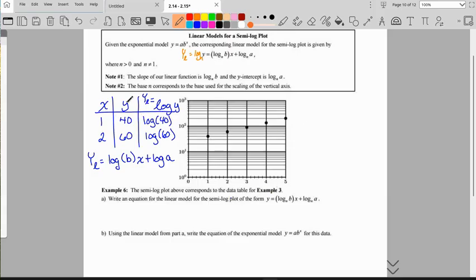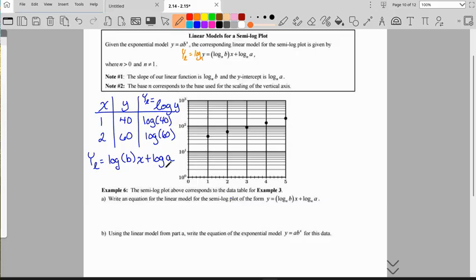I went back to example 3 and pulled these first 2 points off that data. X was 1 when y was 40, and when x was 2, y was 60. Now I want to get the logarithmically scaled data, and I'm going to do that by taking the log of the y values. So log of 40 and log of 60. These are our new log y values that we're going to use.